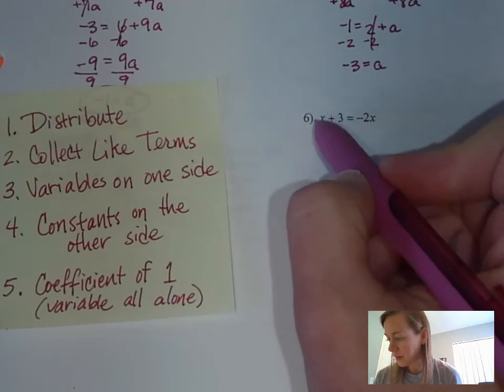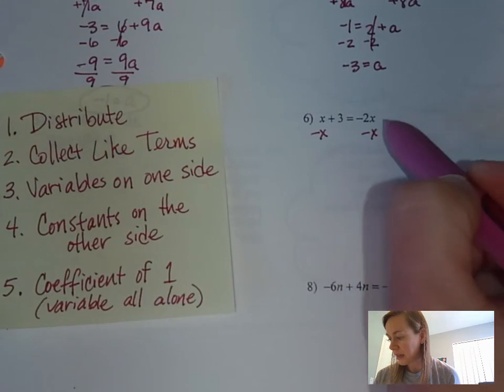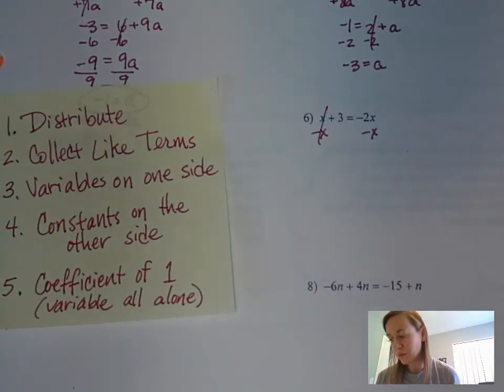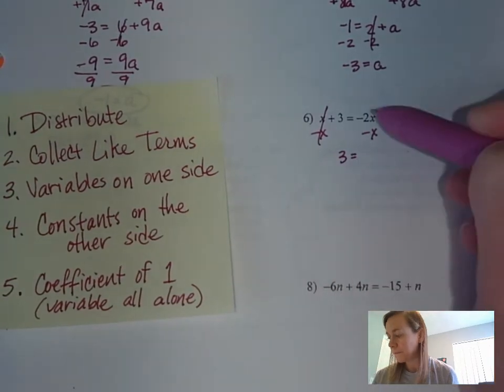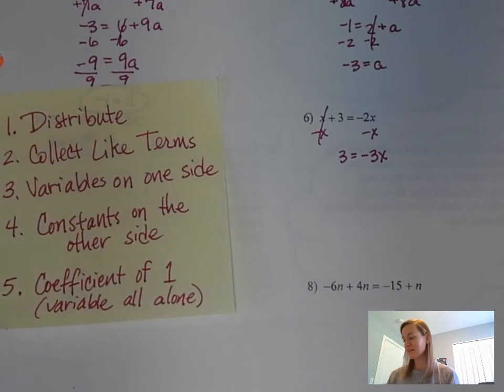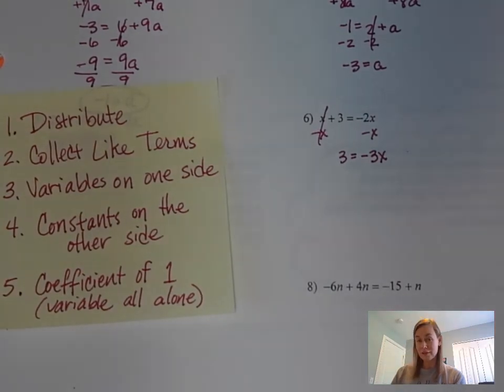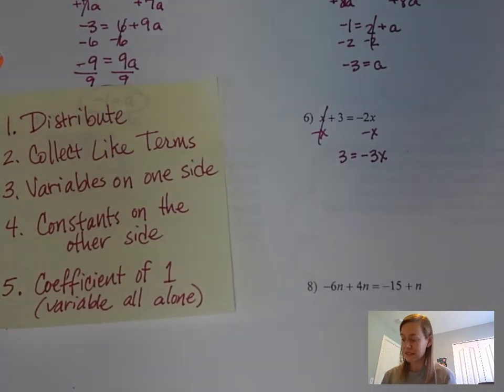We need to get rid of it on the left side, which means we're going to subtract it from both sides. That's going to make this one go to 0. That's what we want. And then we're going to bring down the 3. Negative 2x minus x is negative 3x. And now it says constants on the other side. Well, that kind of took care of itself there.